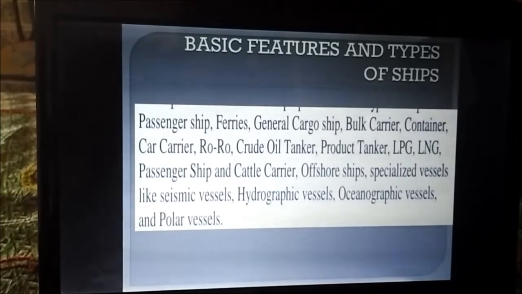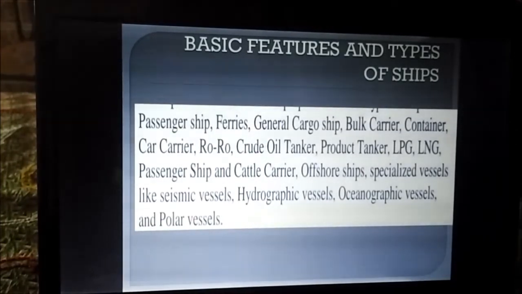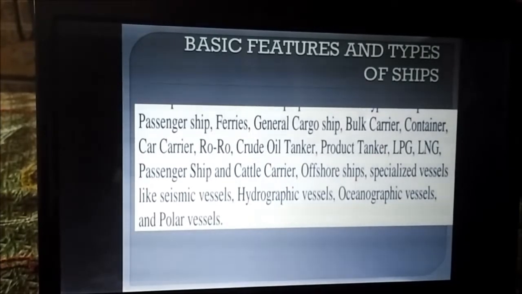Okay, so next we have basic features and types of ship. We have different types of ship. Now we are going to take a look at every type of ship, how many different types of ships there are, and take a brief introduction to all of them. Here some names are written: passenger ship, ferries, general cargo ship, bulk carrier, car carrier, Ro-Ro ship, crude oil tankers, product tankers, LPG, LNG, cattle, offshore ships, specialized vessels like seismic, hydrographic, oceanographic vessel, polar vessel. So just take a look at all these types of ships, what they do and how they look. So let's start.